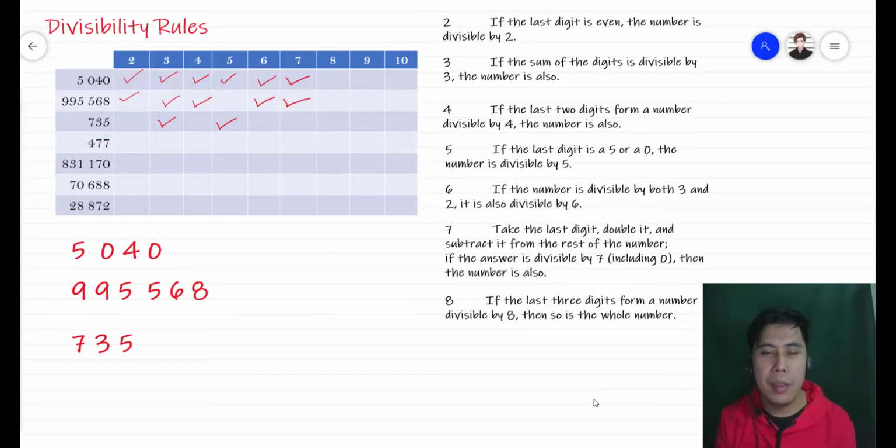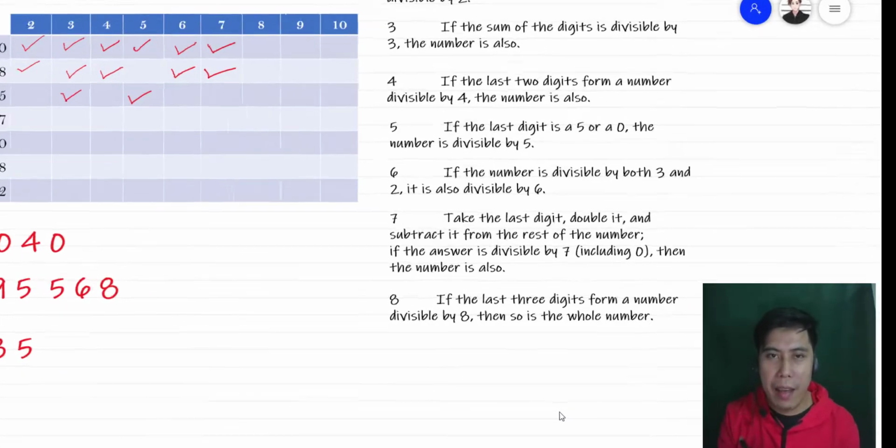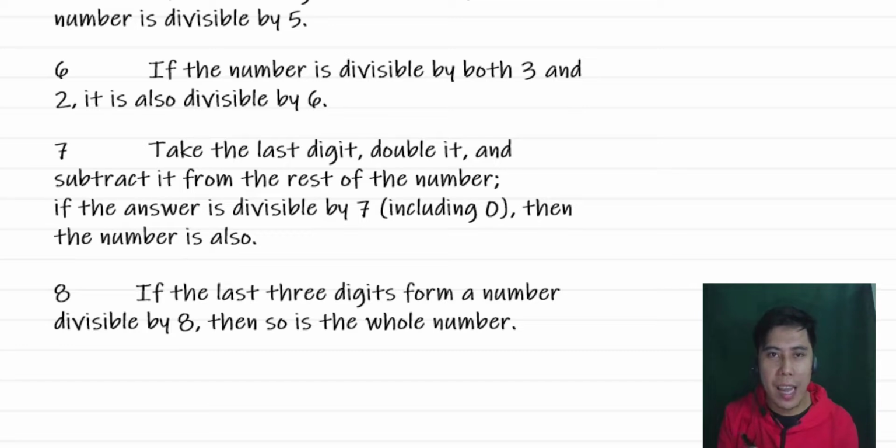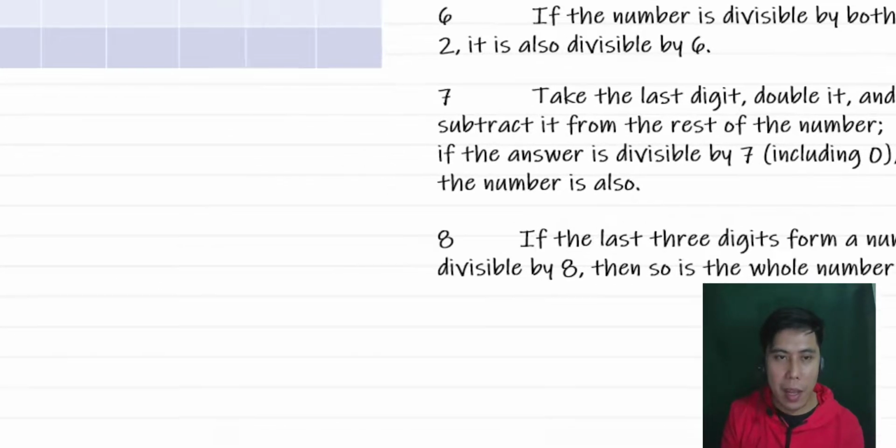How do we determine if a number is divisible by 8? The rule is kind of similar to the rule of 4. However, we have to pay attention to the last 3 digits instead of only 2. If the last 3 digits form a number that is divisible by 8, then we can say that the number is divisible by 8. So how do we do that?